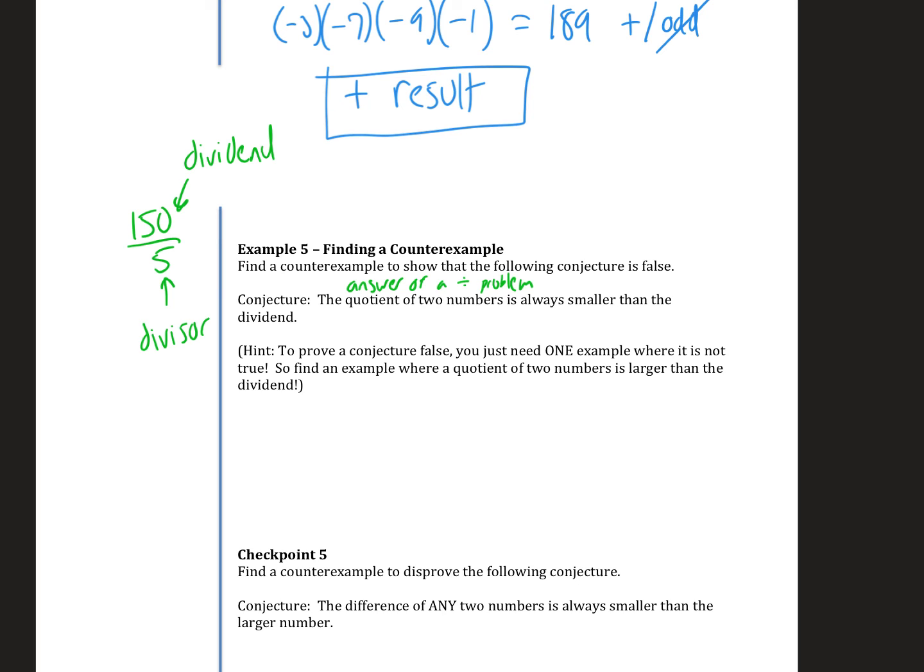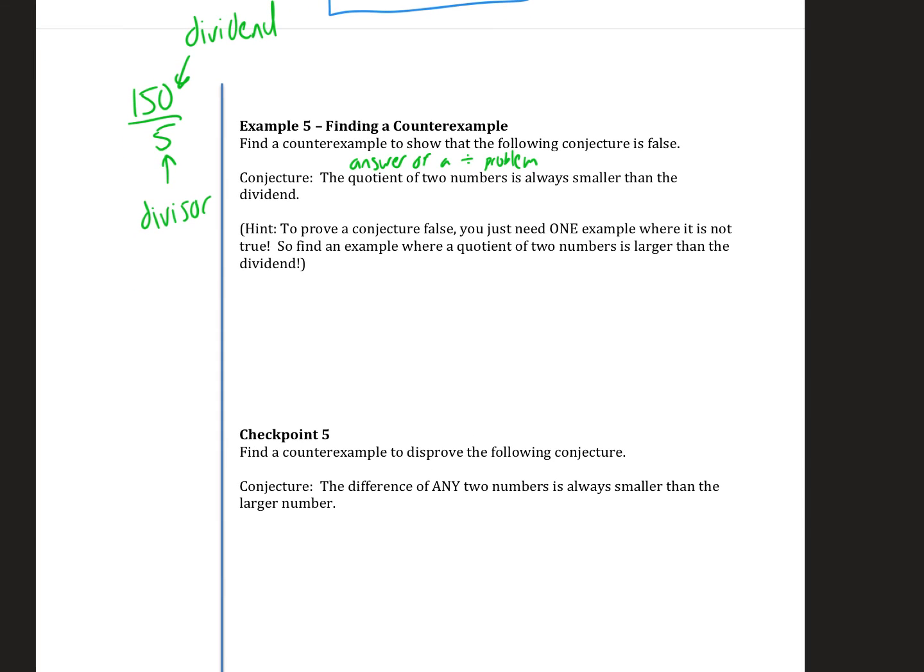So it says the quotient of two numbers is always smaller than the original number you're dividing. Well, the hint is, to prove a conjecture false, you just need one example where it is not true. So we need to find an example where this thing is false. If we can find one example where the answer when you divide two numbers is larger than the original number, then that would work. So let's try some numbers here.